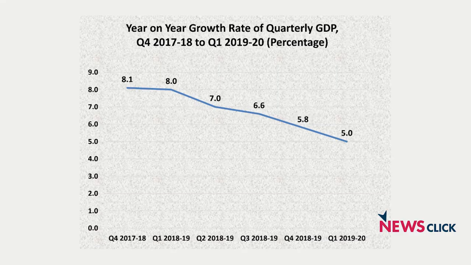The immediate scenario that we have is this: in the last 5 quarters, the quarterly GDP growth rate relative to the same quarter in the previous year has been falling, and as Meenaketan mentioned, at 5% it is the lowest in the last 25 quarters.